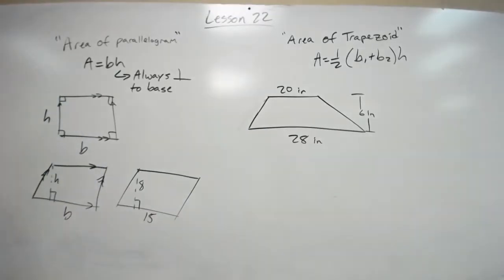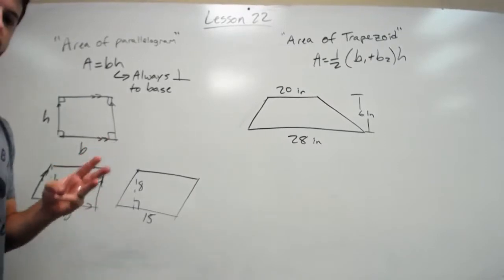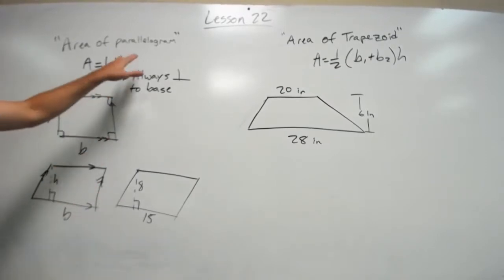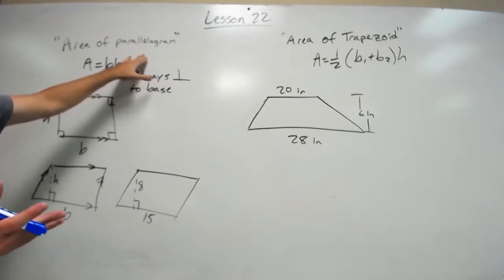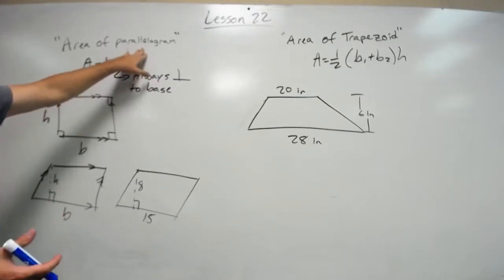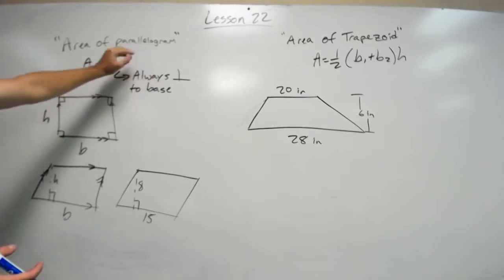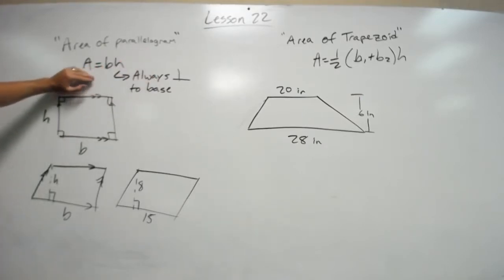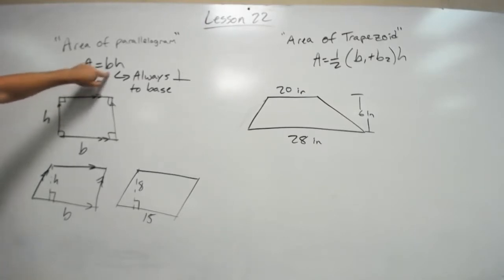In lesson 22, we're going to look at finding the area of quadrilaterals. We're going to look at three different types of quadrilaterals. First one is parallelogram. Once again, quadrilaterals are four-sided polygons. In a parallelogram, opposite sides are always parallel. The area for a parallelogram is equal to base times height, or length times width.